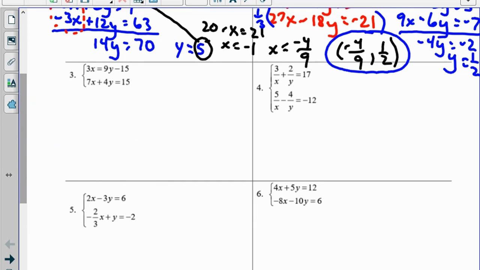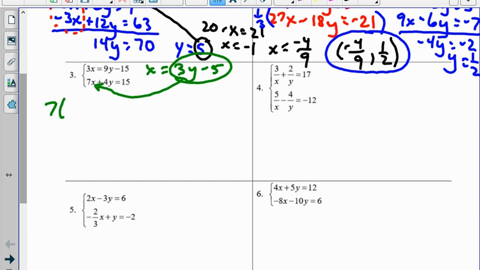So if I take the top equation, notice that all of these are divisible by 3. So I can rewrite that as x equals 3y minus 5. I will then substitute 3y minus 5 in where x was, in the other equation. You have to make sure you put it into the other equation. So 7 times 3y minus 5 plus 4y equals 15. Notice that when you substitute x, x goes out, and whatever x was comes in. So the goal is to get rid of one of the variables.